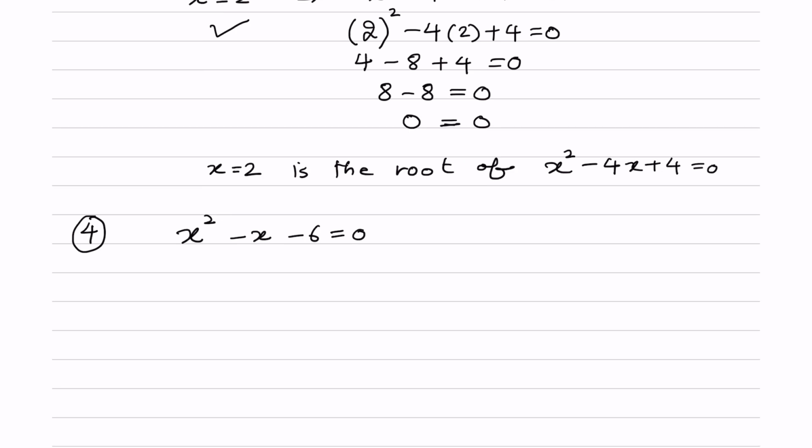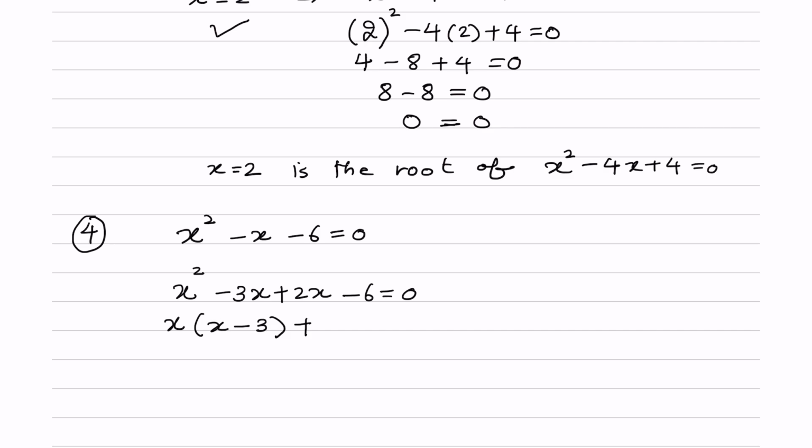This time we are going to find the roots by using factorization. You could definitely find the roots by using the quadratic formula. So x square minus x minus 6 could also be written as x square minus 3x plus 2x minus 6 equal to 0. So we are going to find the factors.